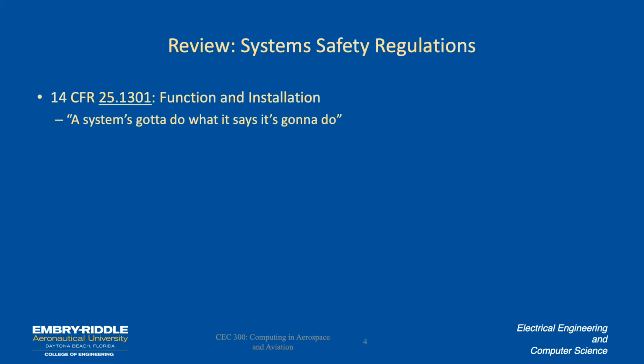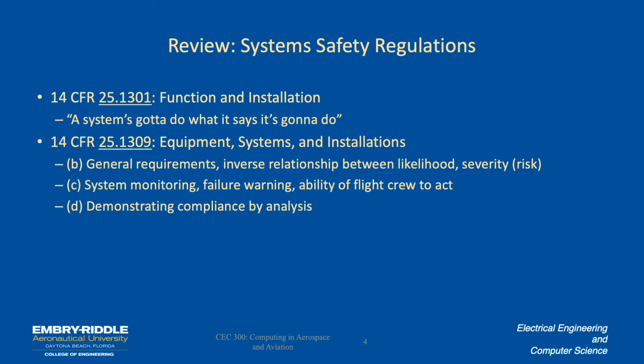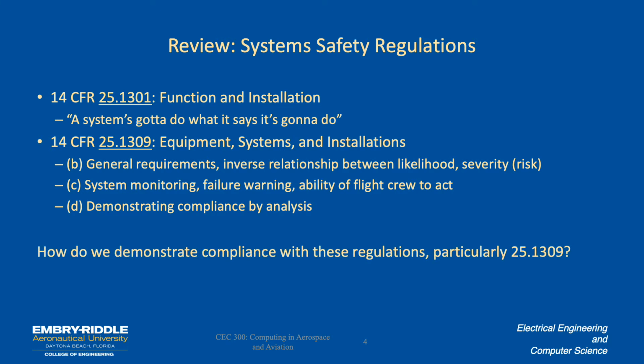So 25.1301, 14 CFR 25.1301, the regulation on function and installation, says basically a system's got to do what it says it's going to do. And 25.1309, Part B says that there should be an inverse relationship between likelihood and severity. That system monitoring, and you should have system monitoring, you should give failure warnings, and you should give the flight crew ability to respond to failures, and you can demonstrate compliance by analysis.